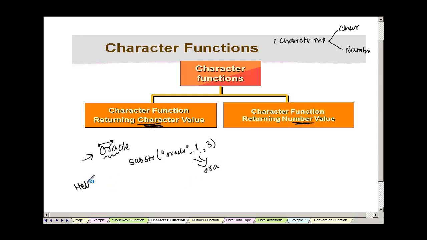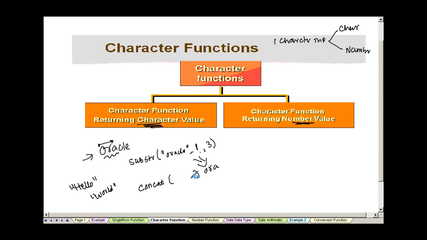Then, for example, I have two strings. One is hello and another string is world. What should I do so that I can concatenate both the strings? The function for that is concat. Then I give the two parameters, like hello, comma, world.